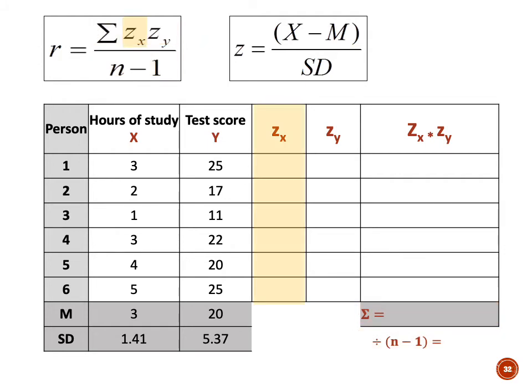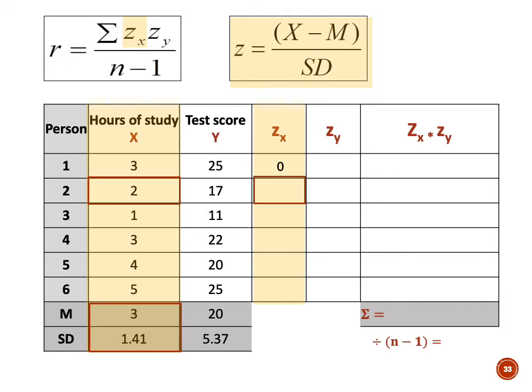Okay, starting with the z-scores for hours of study. And I'll reference the z-score formula at the top. So let's get started with the first person, the first row of data. That value is 3 and the mean is 3. So in this case, I'm going to do 3 minus 3, which is 0. And then I'm going to divide that by the standard deviation, which is 1.41. So 0 divided by 1.41 is 0, of course. So that one was pretty simple.